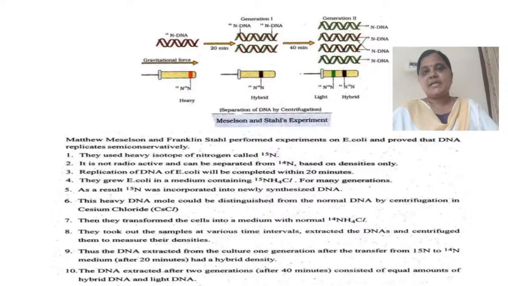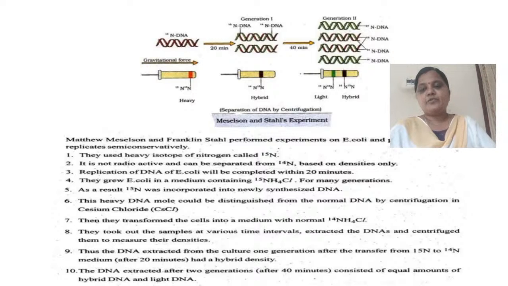And the DNA extracted after 2 generations, that means after 40 minutes, consisted of equal amounts of hybrid DNA and light DNA. The result is light DNA and hybrid DNA. Light DNA is 14N and 14N, and hybrid DNA is 14N and 15N. See in the diagram. By this they proved that DNA replicates semi-conservatively. So the scientists Meselson and Stahl proved that DNA replication is semi-conservative.